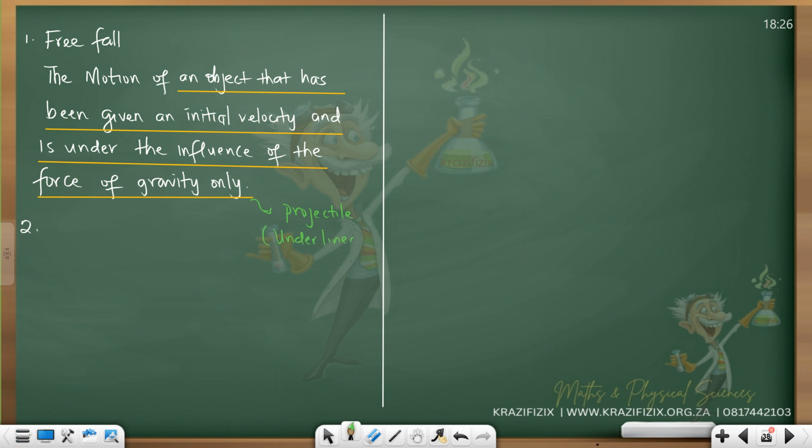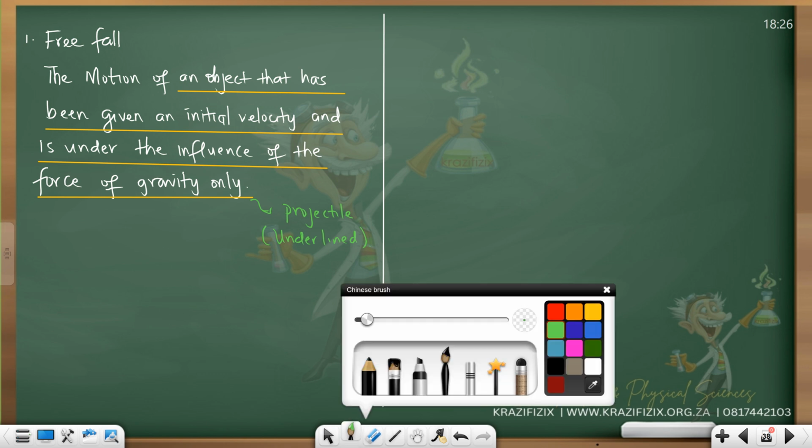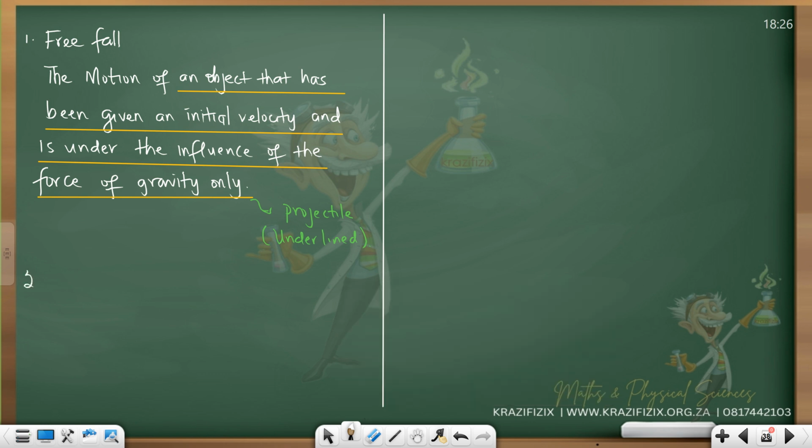Underlined. Or underlined phrase or statement, whatever English you want to use. Okay, 2 marks there, we are done. We can't spend 30 minutes on those 2 marks.